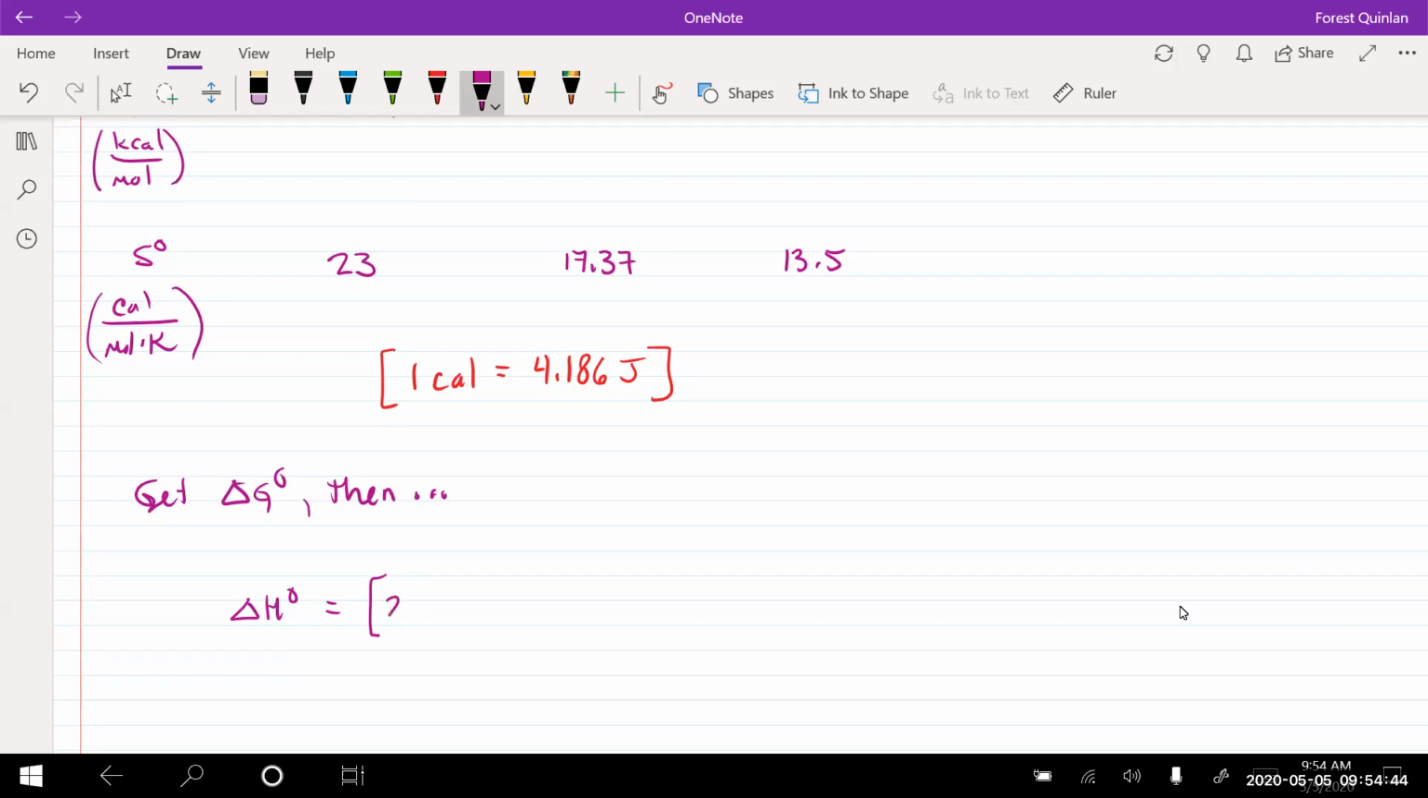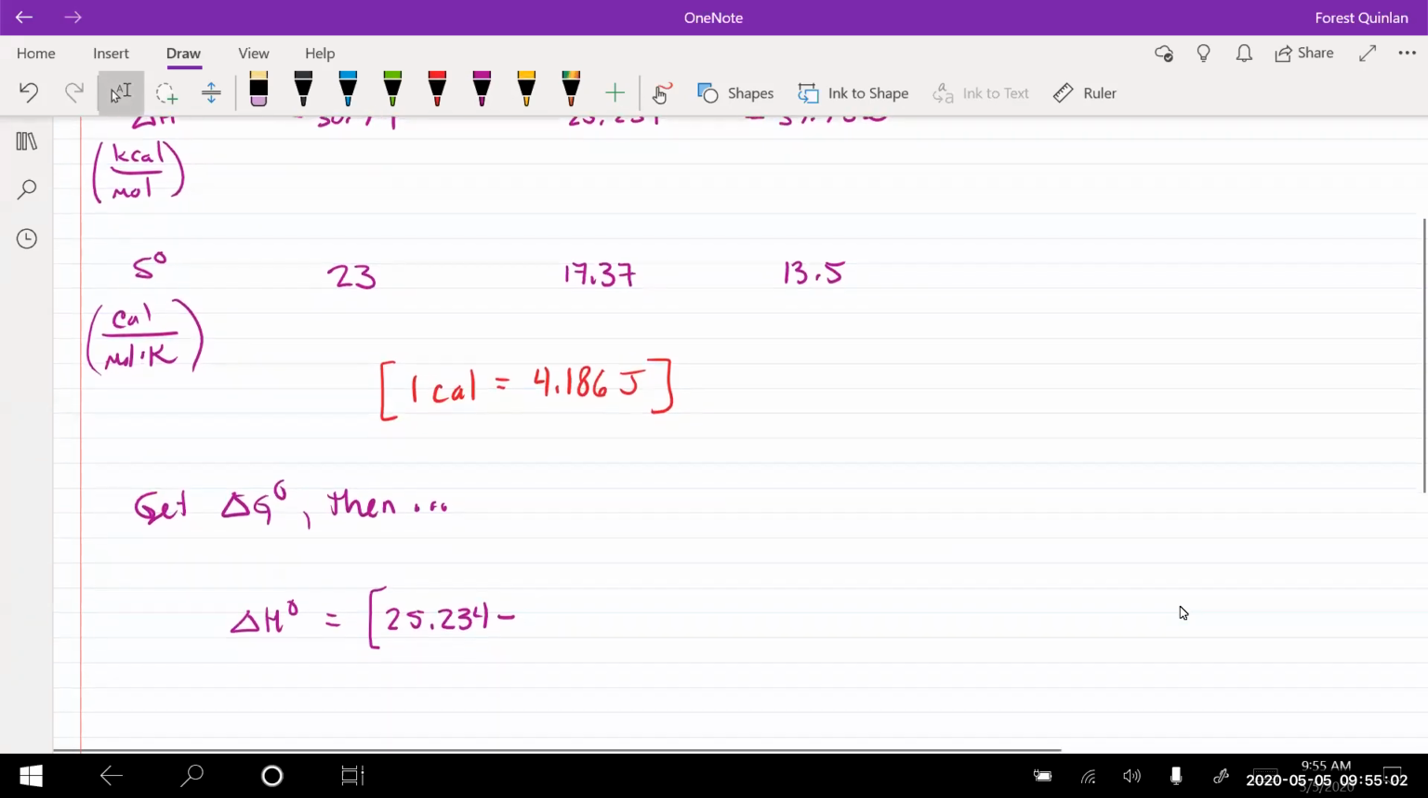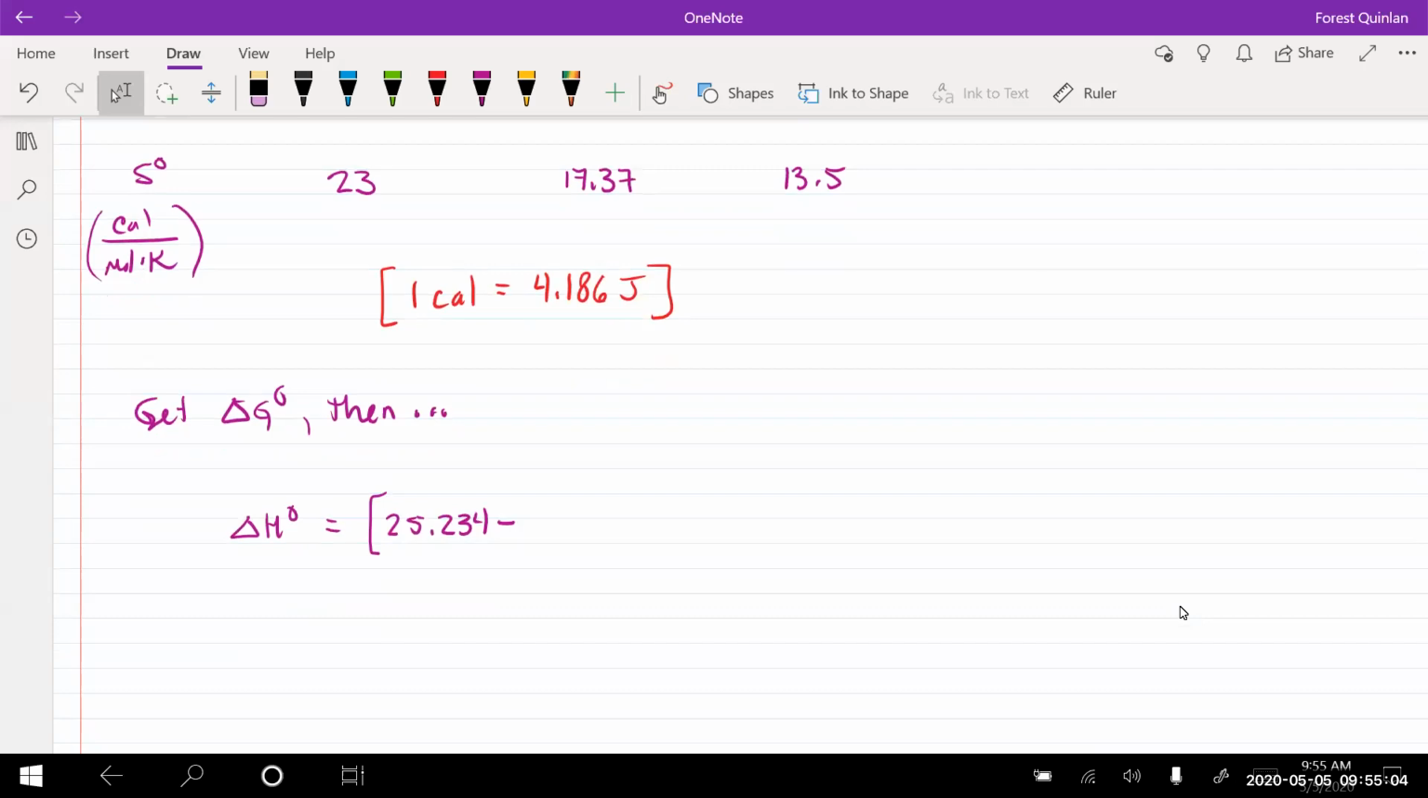So that's 25.234 plus the negative 39. So I'm just going to go minus. Is that okay? Or do you want me to say plus the negative? I would go ahead and do plus the negative. Okay.